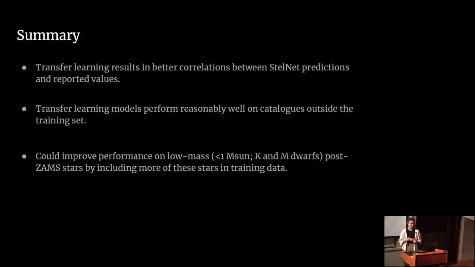So I would like to summarize. We've shown that transfer learning results in better correlations between stellar predictions and reported values of stellar parameters. We've shown that transfer learning models are performing reasonably well even on catalogs outside of the training data. Although we have highlighted that we could improve StelNet's performance on low-mass post-SAM stars by including more of these in the future training data sets.